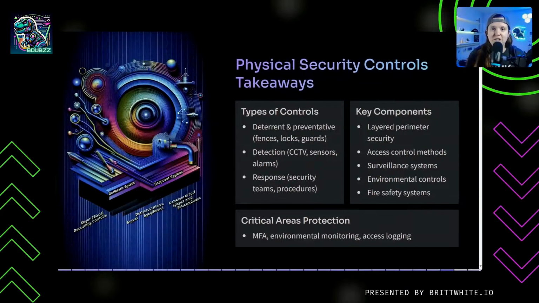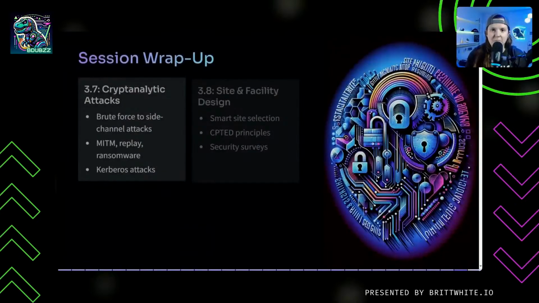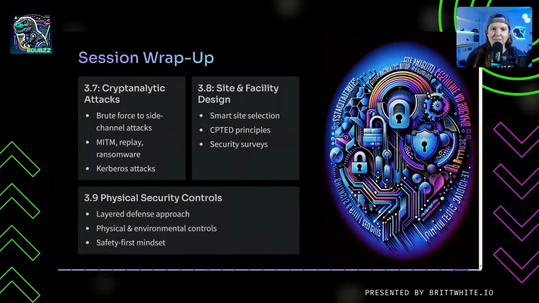Alright, we've crushed it today. It's time for the big recap. Here's what you need to lock in from today. Exam Objective 3.7 says to understand methods of cryptanalytic attacks. Cryptanalysis is your code-breaking crash course. Attackers use everything from brute force to side channel tricks to crack encryption. Watch out for man-in-the-middle, replay, ransomware, and Kerberos hash-stealing moves like golden tickets. Know these to design bulletproof systems.